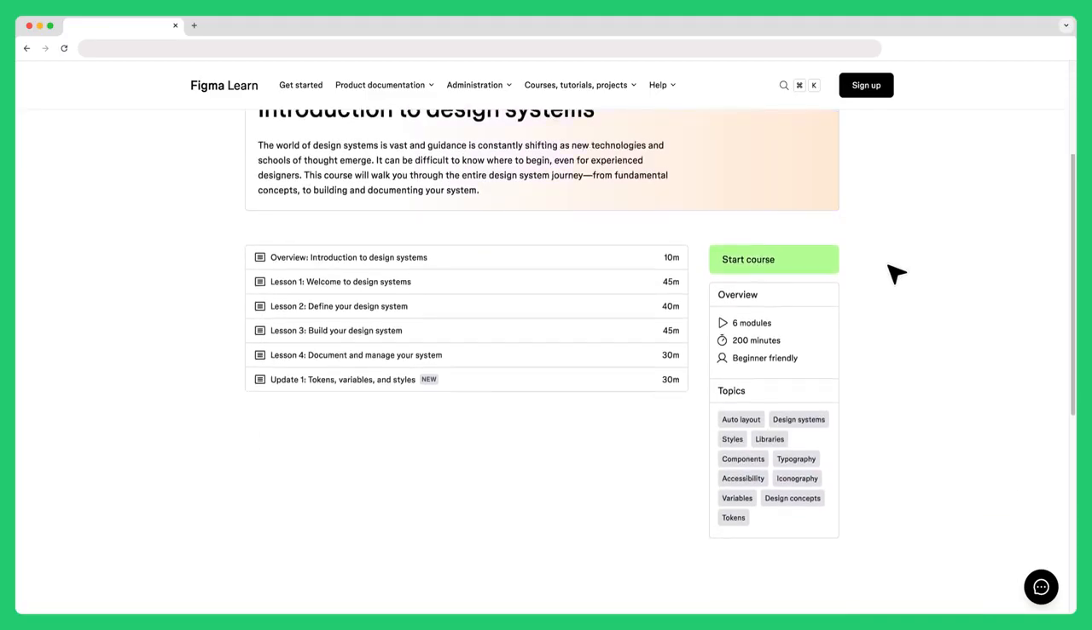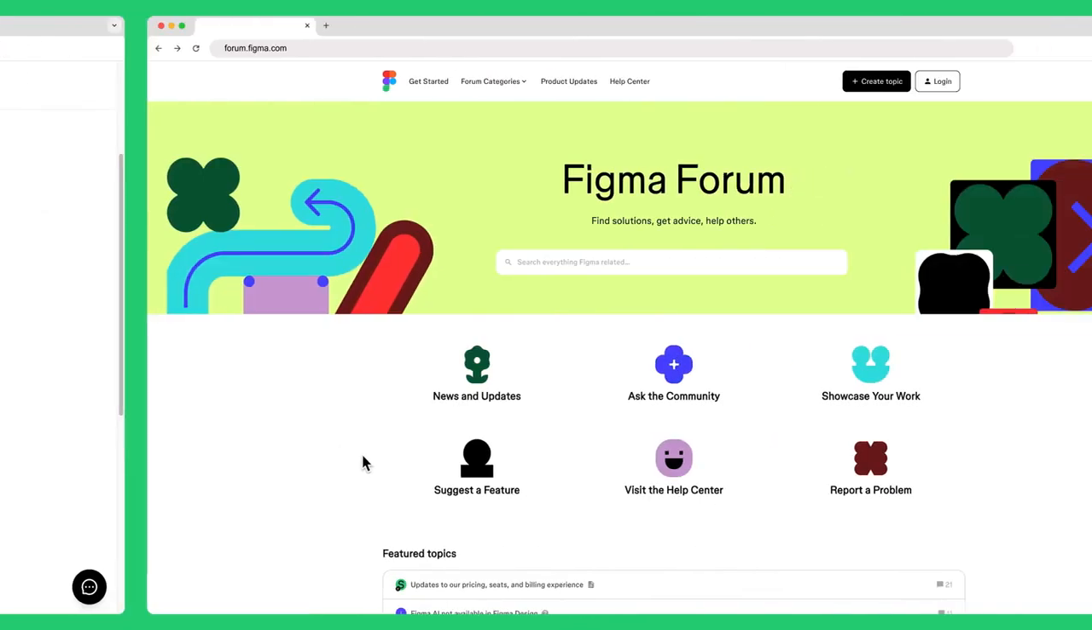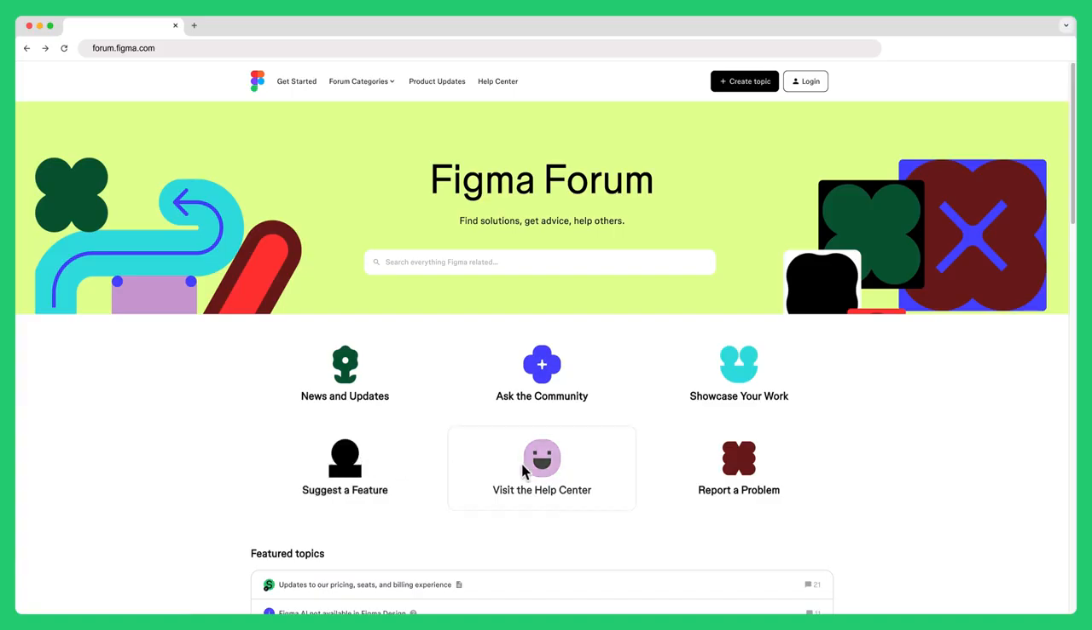If you're interested in connecting with other creators, join the Figma Forum to share ideas, find solutions, and help others along their journey.